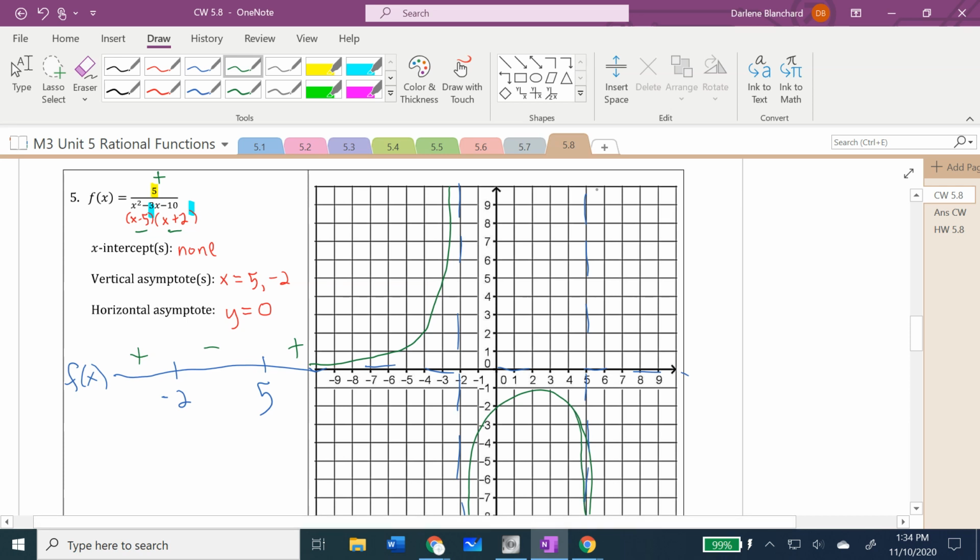And then on the right, I'm above it. Now, I can plot more points to gain more accuracy. I didn't ask you to specify the y-intercept. You could have found it.